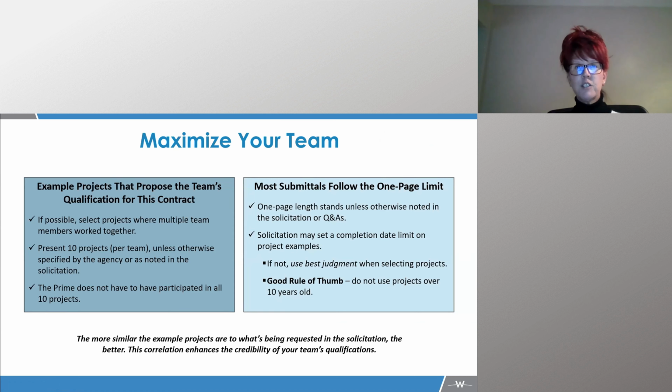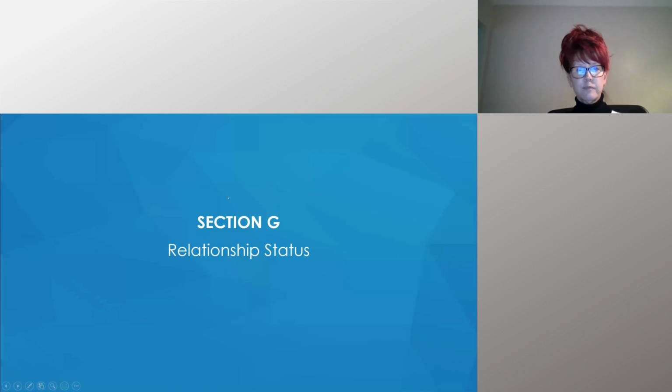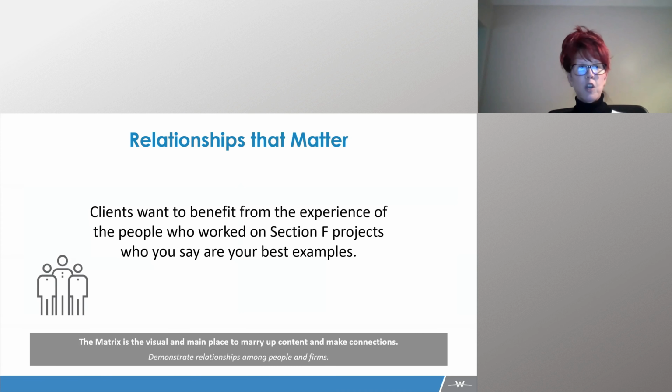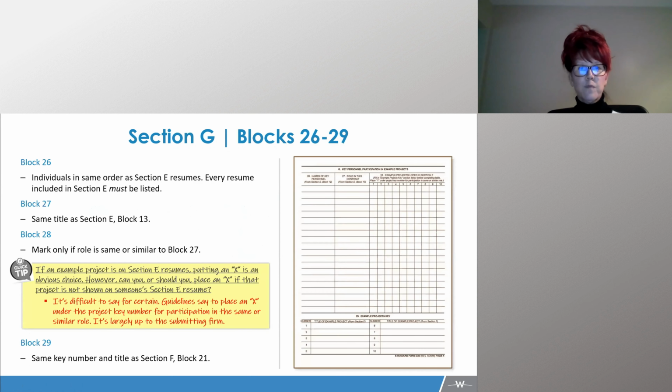And I think this slide here, again, provides a very quick recap of what we discussed. So on to section G. Clients want to benefit from the experience of the people who've worked on your section F projects, who you say are your best examples. On section G, clients, again, want to see a connection between the people and the projects. So this matrix provides a visual for that.